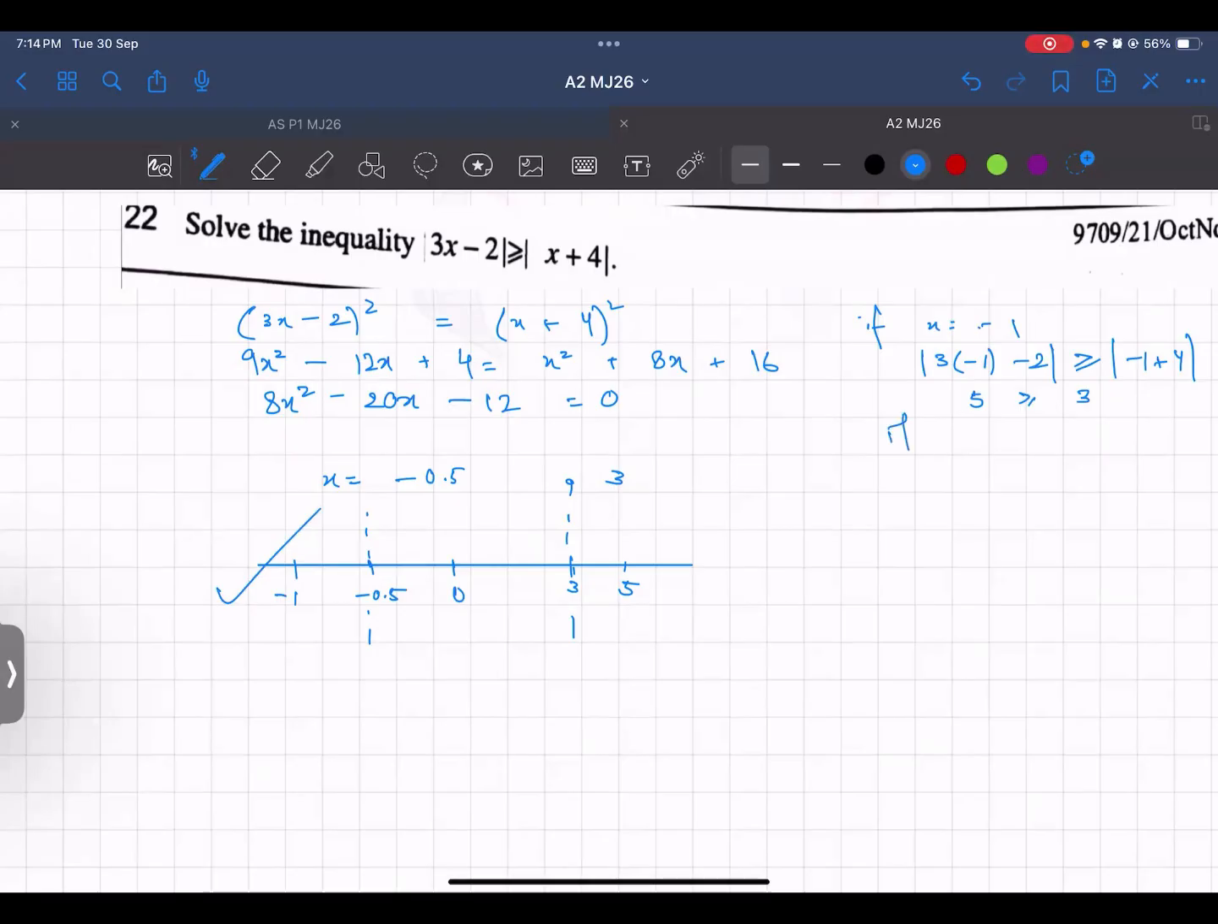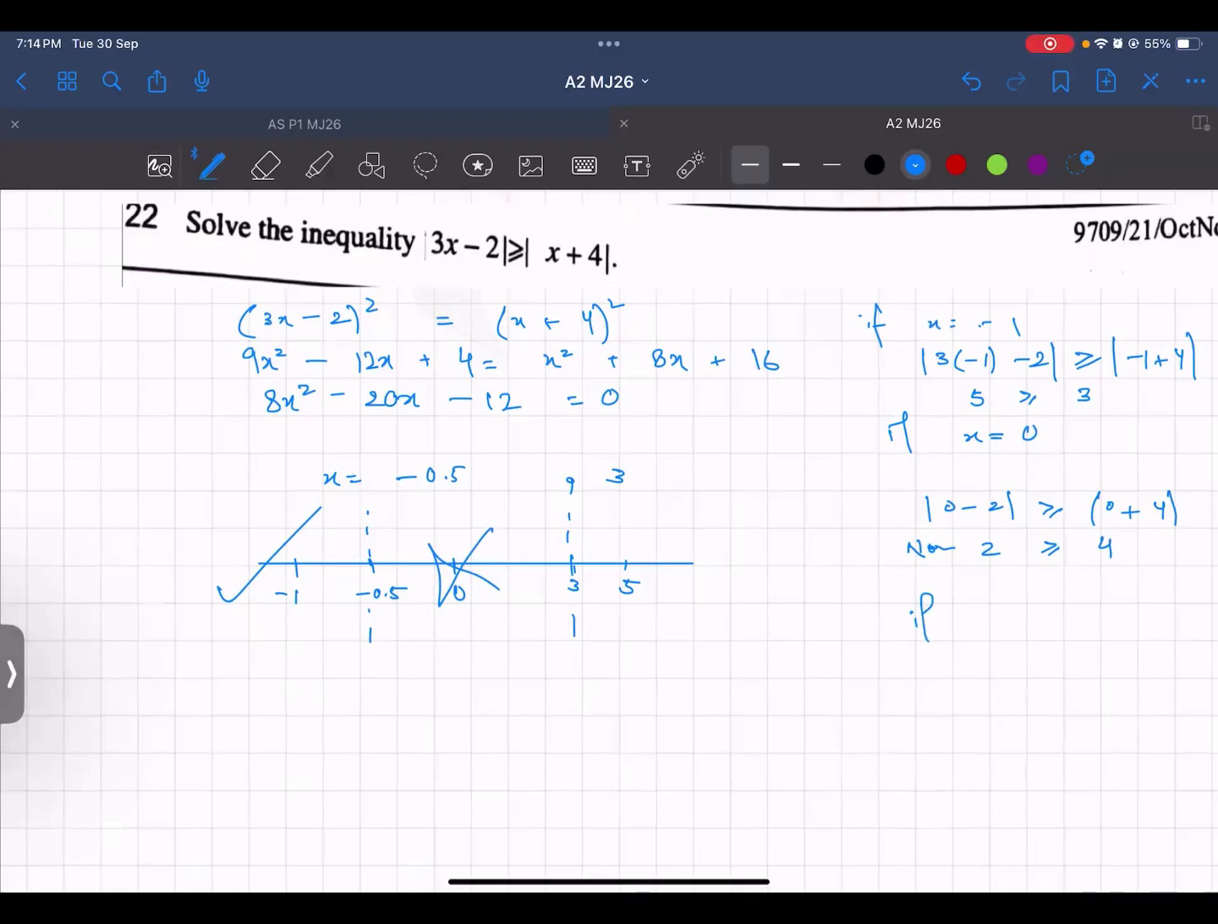Then if x is 0, |0 − 2| ≥ 0 + 4. So 2 is not greater than or equal to 4. No. This is not part of the solution.